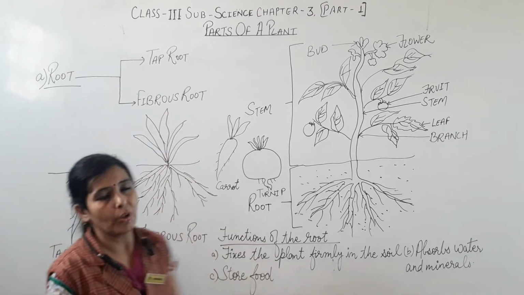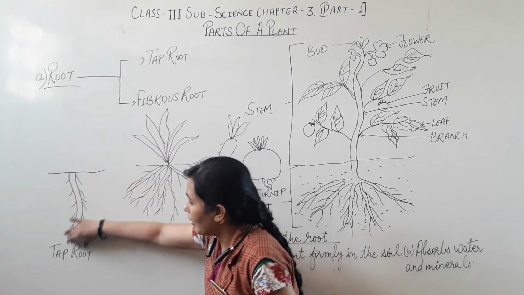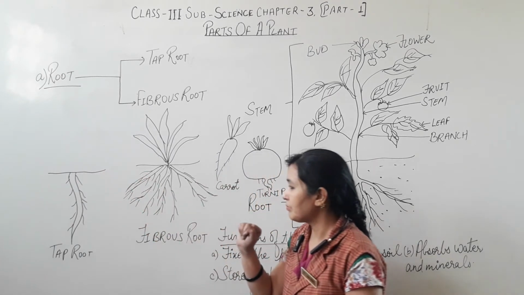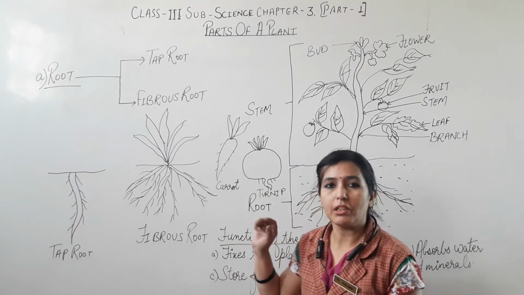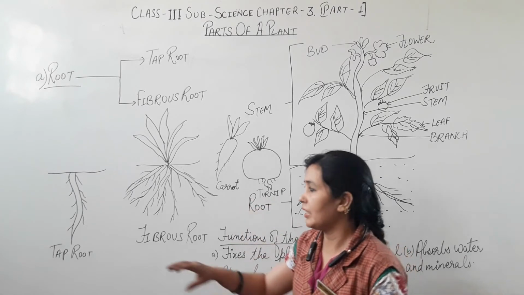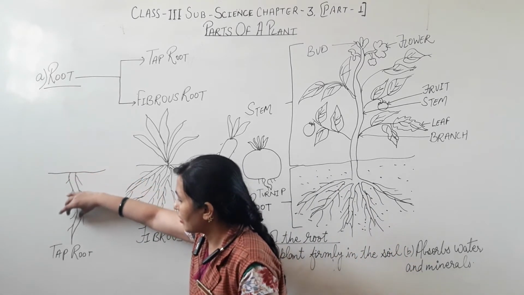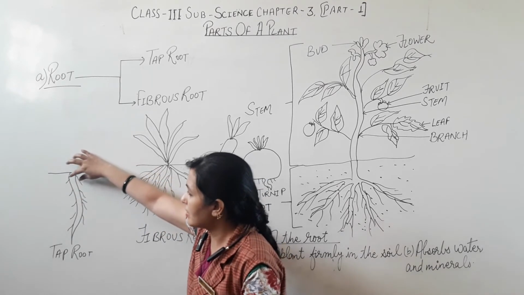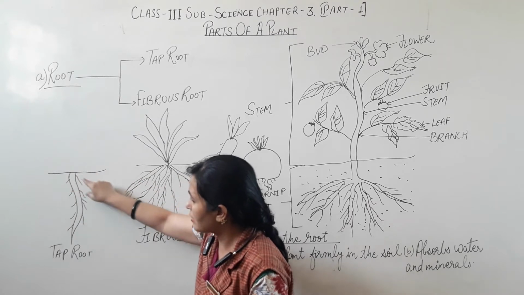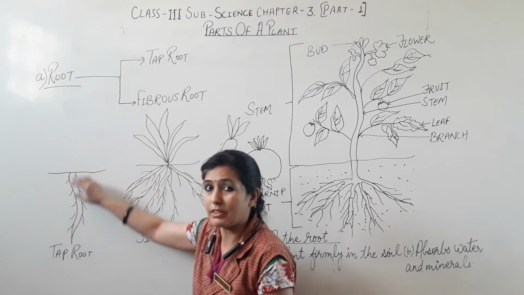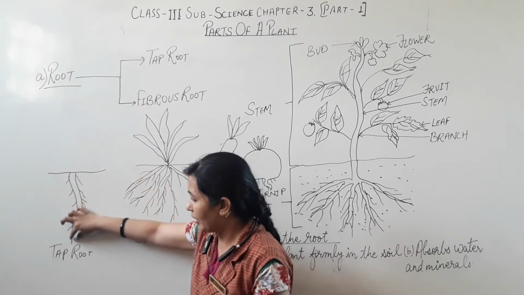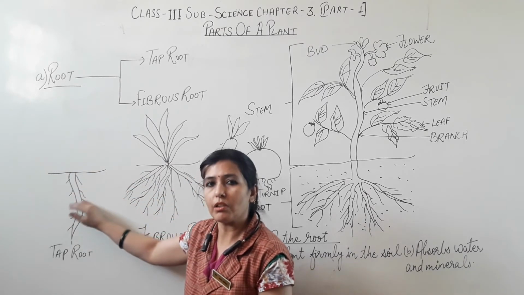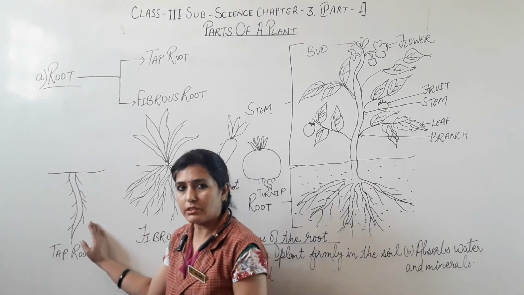The type of root which has only one main root. You might have eaten carrot or turnip. These are the roots that you are eating. The tap root consists of a main root at the lower portion of the stem, and small roots rise from its sides. Tap roots consist of one main root which rises from the lower part of the stem. This is the tap root.